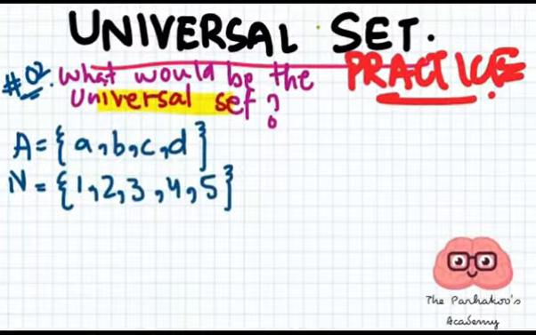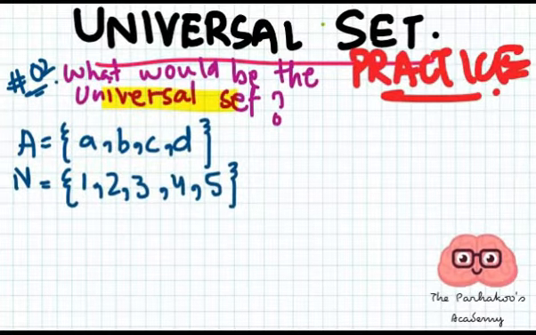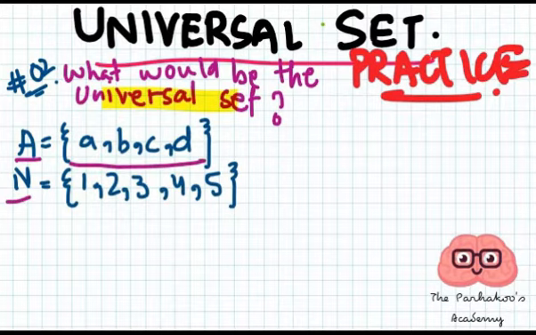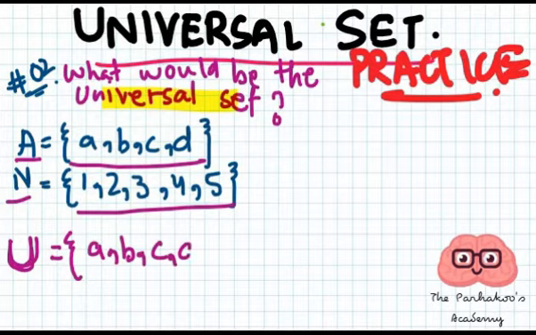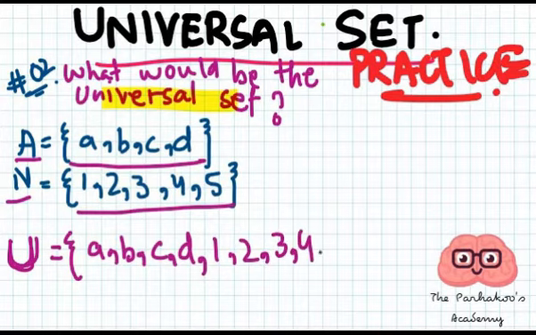Okay, so this is problem number 2. So you are again asked to form the universal set. So here in the first one you have all the letters, alphabets, and in here you have all the numbers. So what would be the universal set? The universal set would be all the numbers here and all the letters here. So A, B, C, D, 1, 2, 3, 4, 5. So this is our universal set.